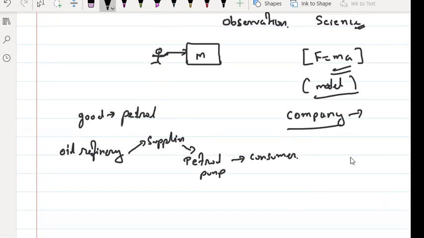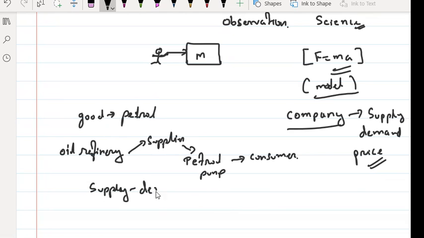Okay, very good. So I can say that supply and demand affect the price, yes or no? Supply and demand affect the price. So we should have some relationship between supply, demand, and price.